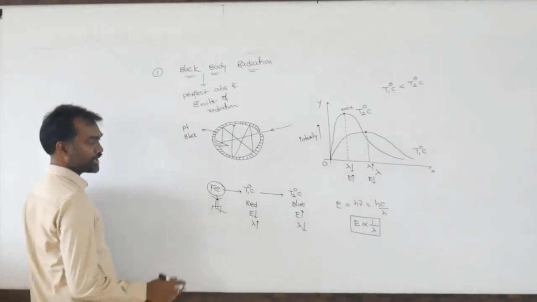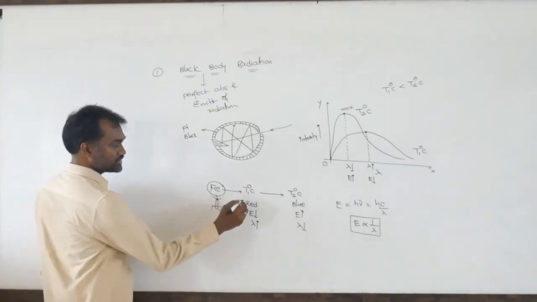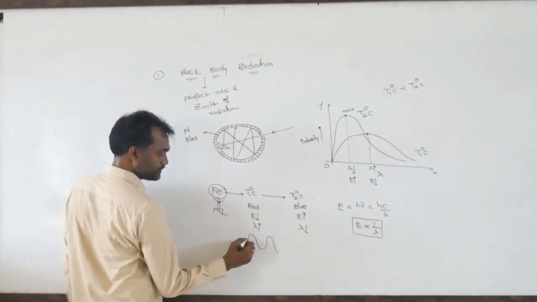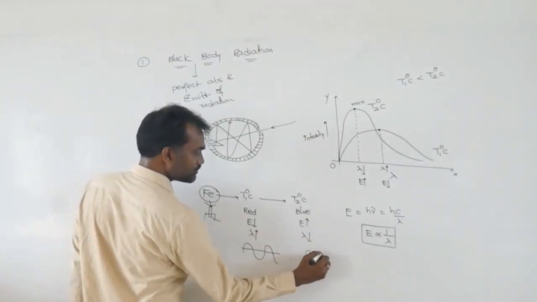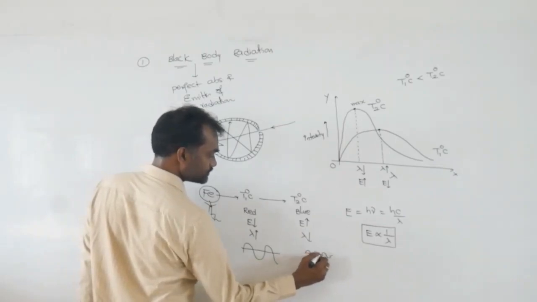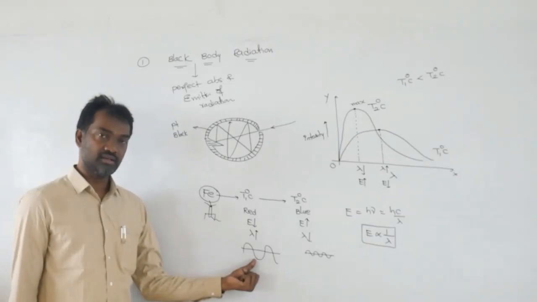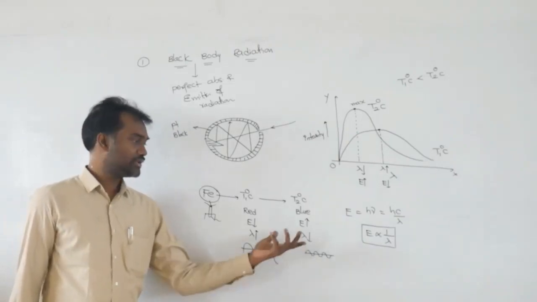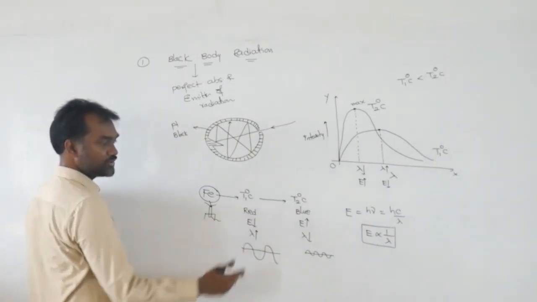One more point: this is explained through Planck's quantum theory. How? Red means the wavelength is very high, and blue color means the wavelength is small. The wave theory does not explain how this big wave becomes a small wavelength. The wave is not split, so wave theory fails to explain.